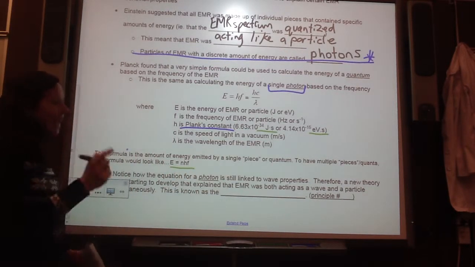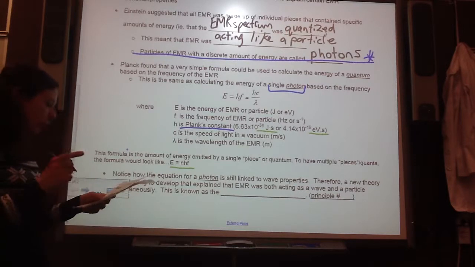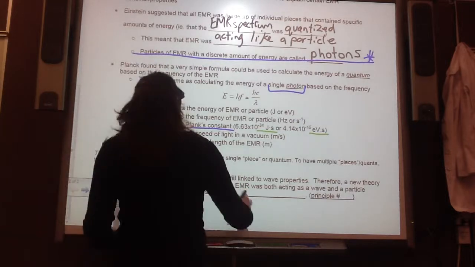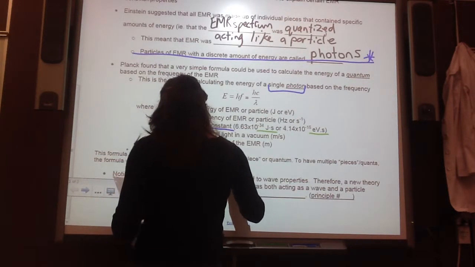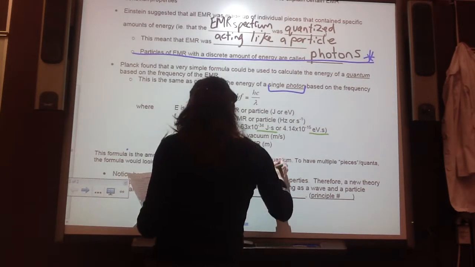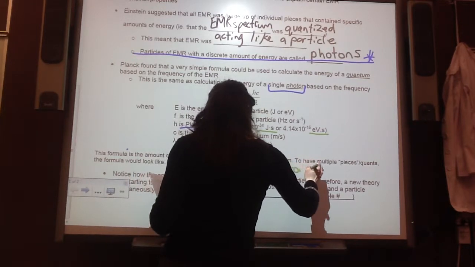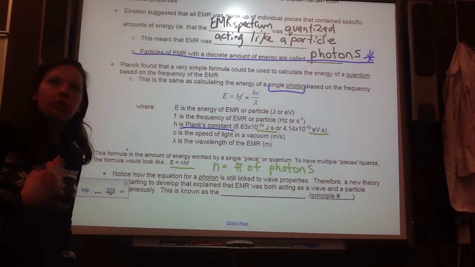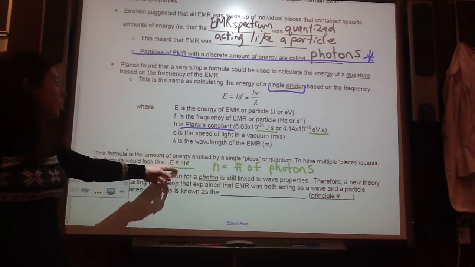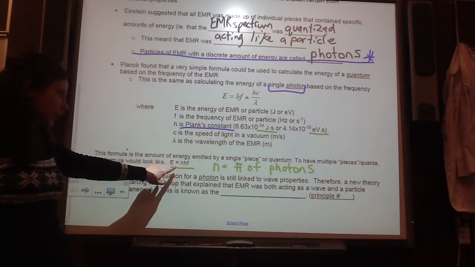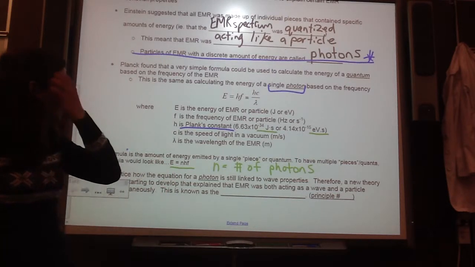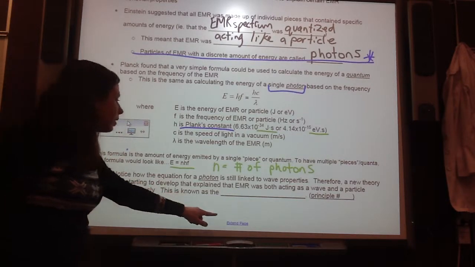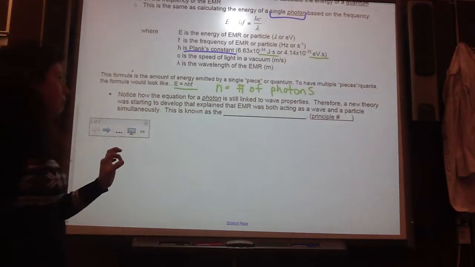E is equal to n times hf, where n is equal to the number of photons. Okay, so if you're given the energy of multiple photons, then you need to think about your formula like this, where you have n times h and f. Notice how the equation for a photon is still linked to wave properties.